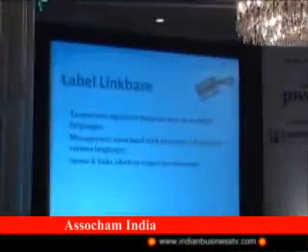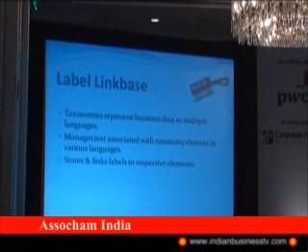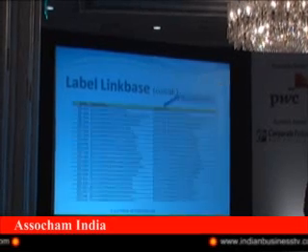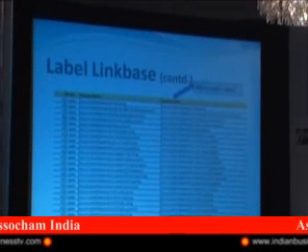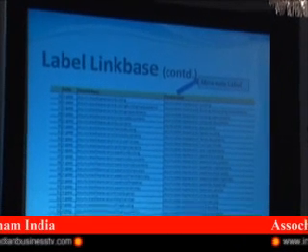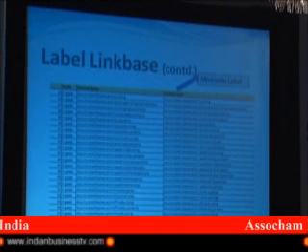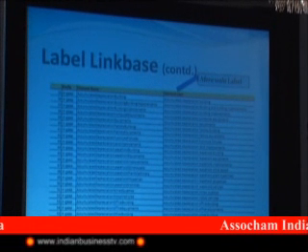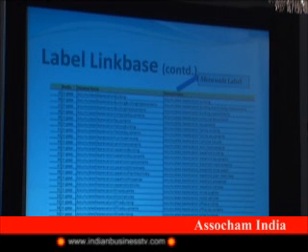And in the label file, I think time is very short, so I won't be able to go into much detail. Briefly, we'll see the label file basically collects all the labels that we have. Labels, the names that we are using in our accounts, in our balance sheet, in our profit and loss account. If the word sundry debtors I'm using, that is our label.